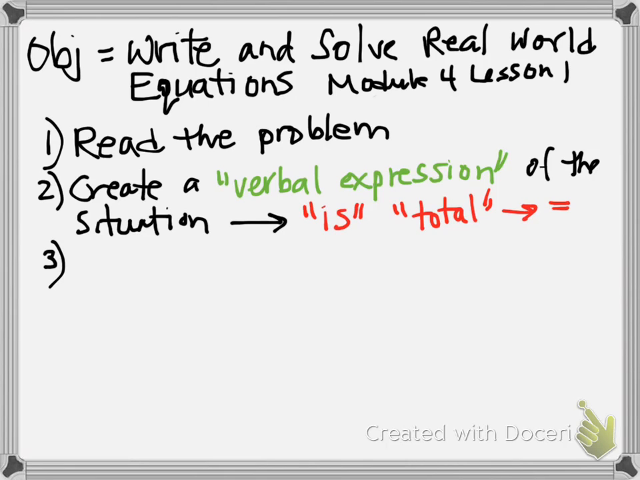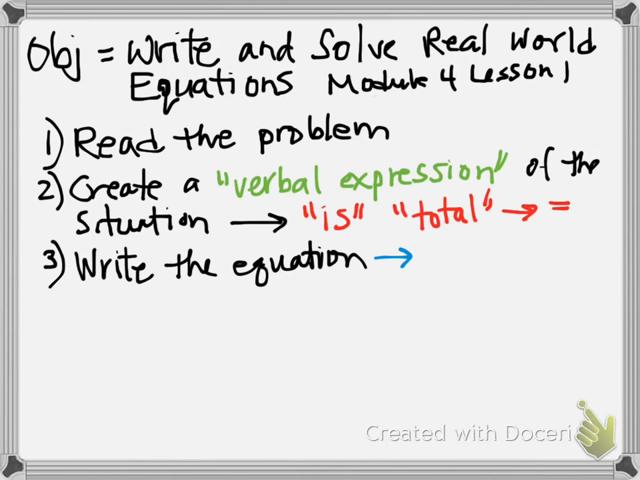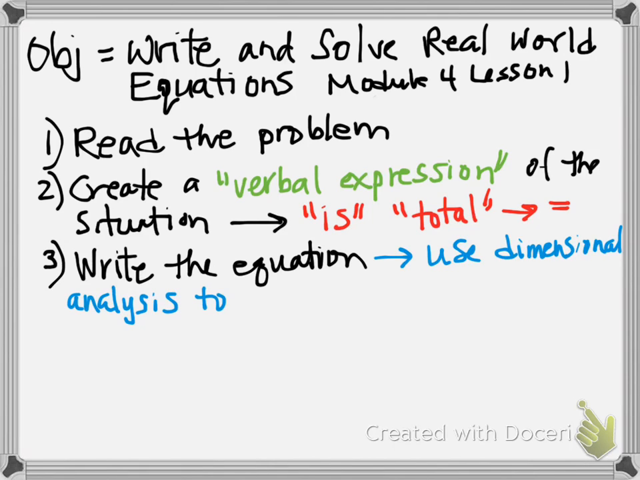So then we create our verbal expression, and then you're going to write the equation, and I'm going to give you a reminder here. And this is why I've been asking you to do this. So again, we got a lot of stuff to go back and redo. Use dimensional analysis to help write the equation. Okay?